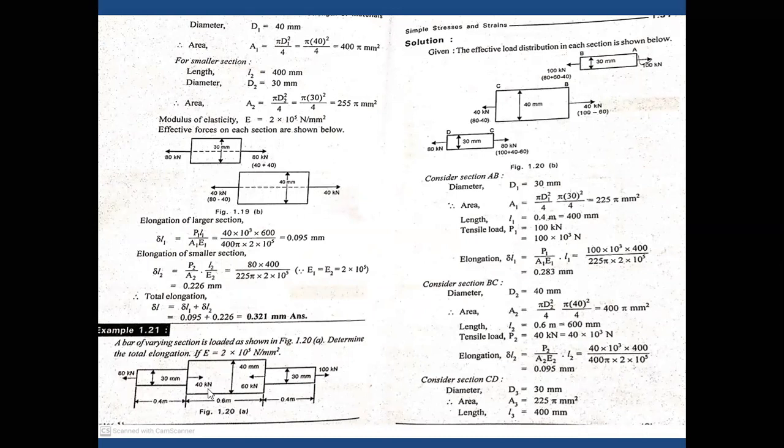For up to 0.4 meters, the diameter is 30 mm, and the next, followed by 0.6 meters, the diameter will be 40 mm. Okay, and then the next 0.4 meters, the diameter will be 30 mm. So in this situation, many loads act on this specimen: 80 kilonewtons acting on the left side, and 100 kilonewtons acting on the right side.